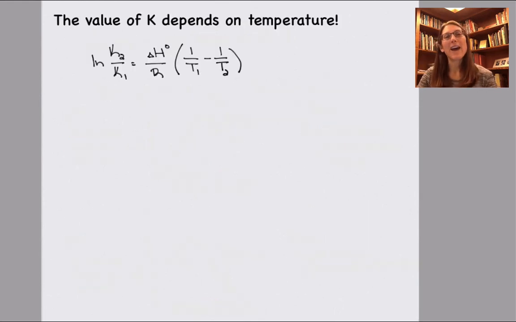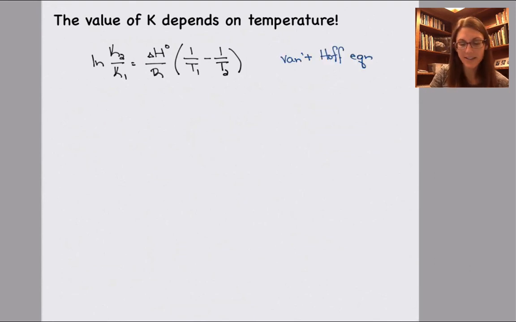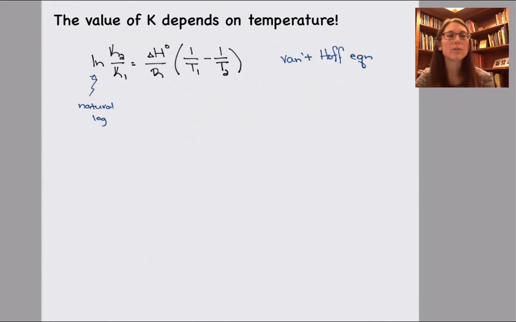changing. The fact that the value of K depends upon the temperature actually gives us a really nice way to relate equilibrium constants to the enthalpy of a reaction. And the mathematical relationship that does this is called the van 't Hoff Equation. And so the van 't Hoff Equation says that the natural log of the ratio between the equilibrium constant at two different temperatures is equal to the enthalpy of reaction divided by the ideal gas constant.